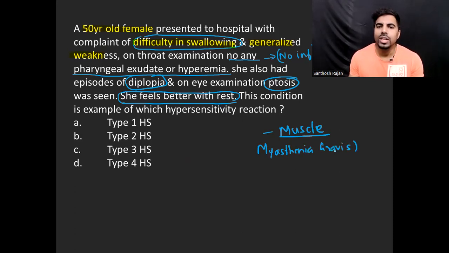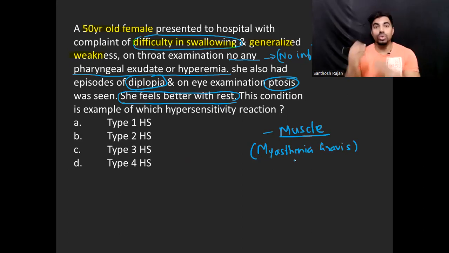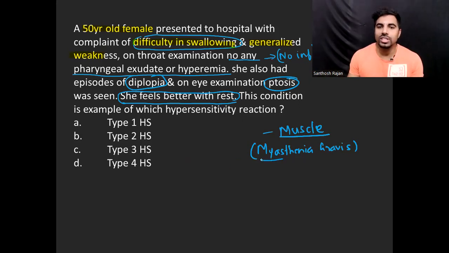Its opposite is Lambert Eaton. In Lambert Eaton, the more activity you do, the better you feel. But here, when you do more activity, it gets worse. So what happens? You just take rest, you'll be fine. The patient gets fine. So the disease is myasthenia gravis.